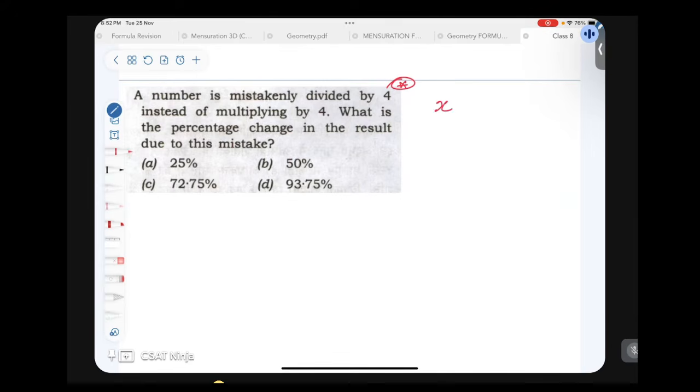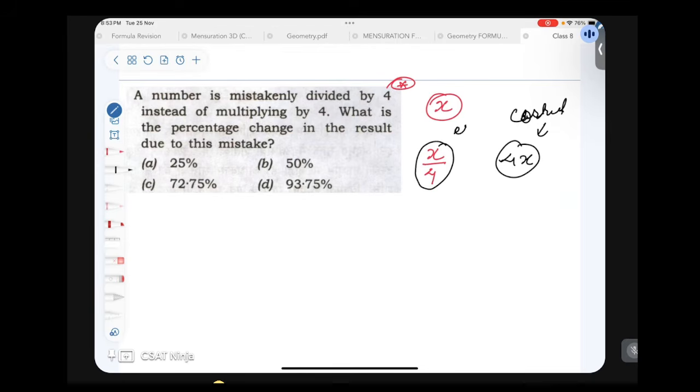shall I assume the number is x? The number was x, but this one was divided by 4 instead of multiplying by 4. That means if this number is divided by 4, it will be this one. If this number is multiplied by 4, it will be this one. This is the correct value, and this is the incorrect value. So what I'll do is I'll find the error. What is the error between these two? That's what I'm going to find.